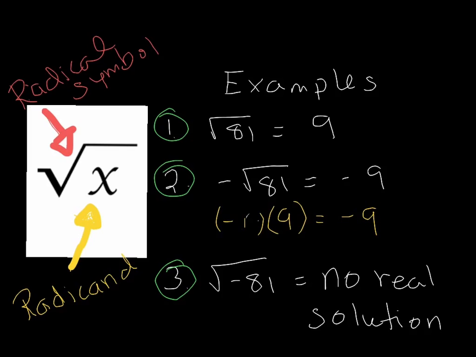Finally, we have our last one. Our last one is something that gives us an answer, which is no real solution. The reason there's no real solution is because it's a negative underneath the radical symbol. The radical symbol actually represents positive. Any number underneath this radical symbol is going to be positive. And since it's a negative 81 in this case underneath the radical symbol, we're not going to do anything further except write the answer: no real solution.